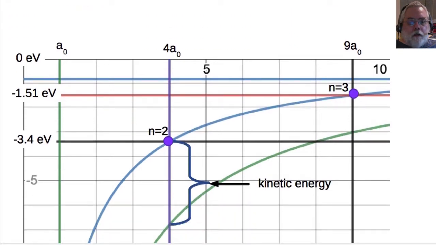Now I'm showing a graph of the energy, the potential energy, the kinetic energy, and the total energy, with energy as the vertical axis, and the horizontal axis is the radius of the circular orbit in units of A0.